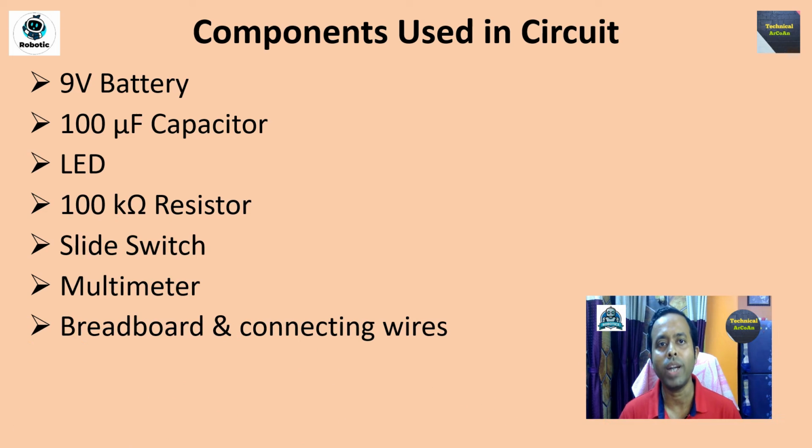Now we should know what are the components used in the circuit when we build. We need a 9-volt battery, a 100 microfarads capacitor, 1 LED, a 100 kilo ohm resistor, 1 slide switch, and 1 multimeter, and also the breadboard and the jumper wires, right?